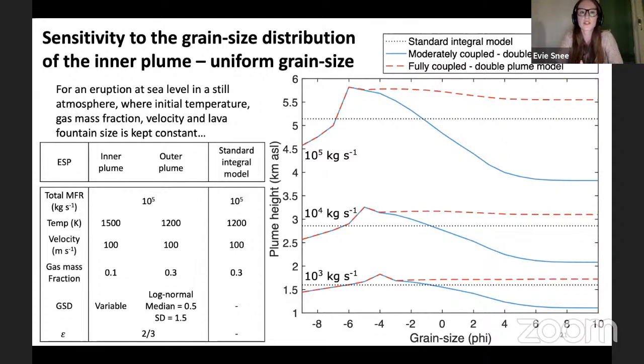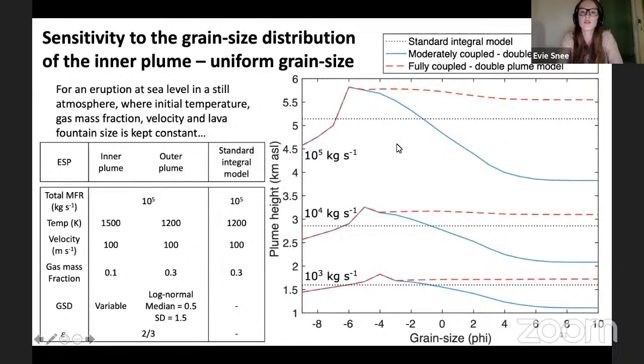So for an eruption at sea level in a still atmosphere, where the initial temperature, gas mass fraction, velocity, and size of the lava fountain is kept constant, we're going to explore this plot here. So the only thing I'm varying is the grain size of the inner plume. And this is shown here on the x-axis, where it's in phi. So here we have the really coarse particles, and we go down to quite fine. On the y-axis is the final height the plume reaches.